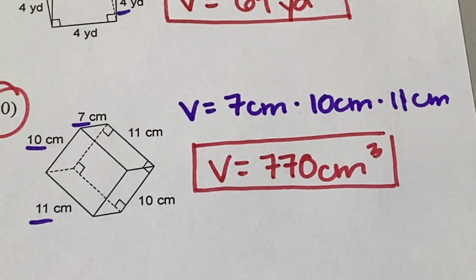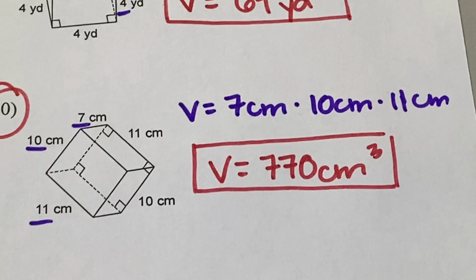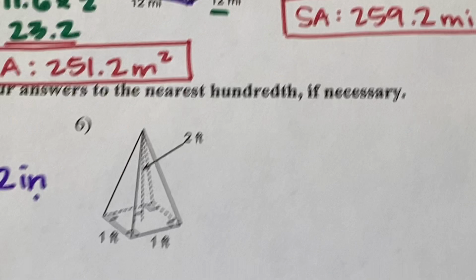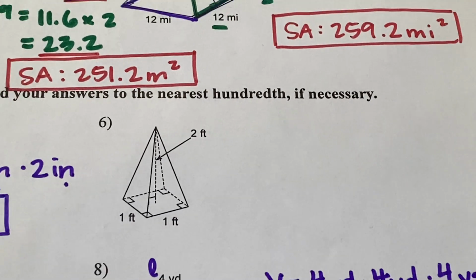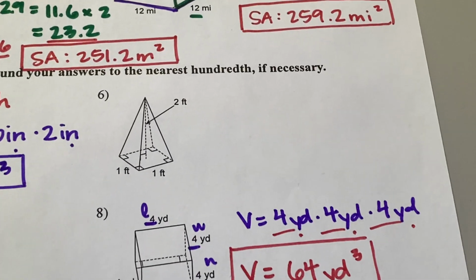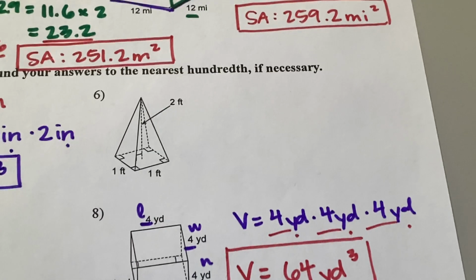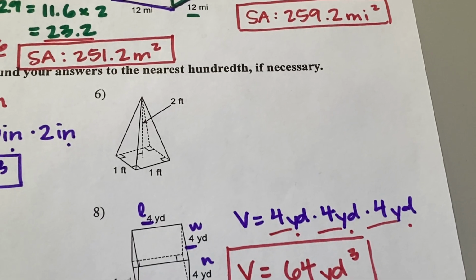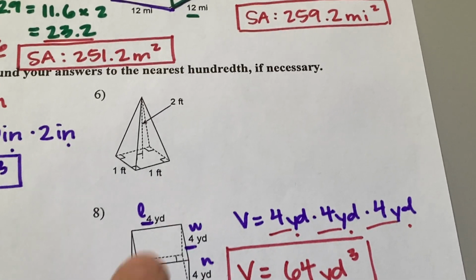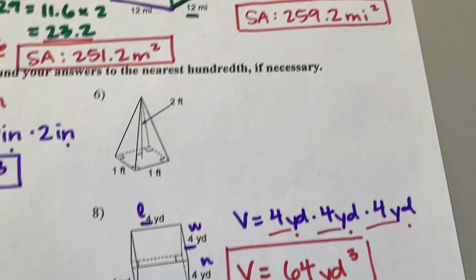Think like a box type of thing. Length times width times height. Cool. Okay, let's go back to number 6 then. Number 6 is a little different, kind of solid. This guy is what we call a rectangular pyramid. It's still a rectangle on our bottom, but then it comes up to a point, a pyramid.